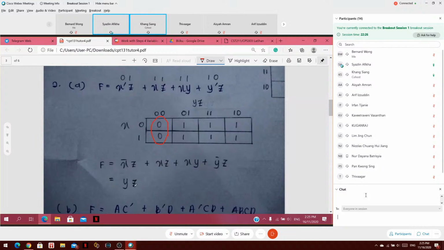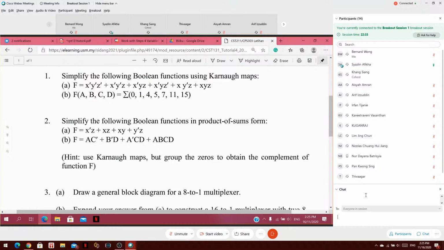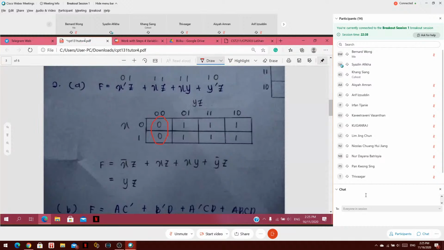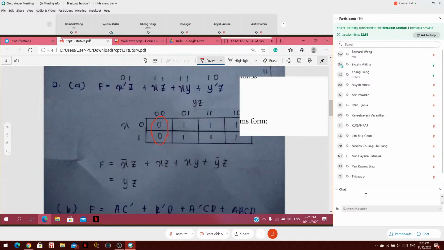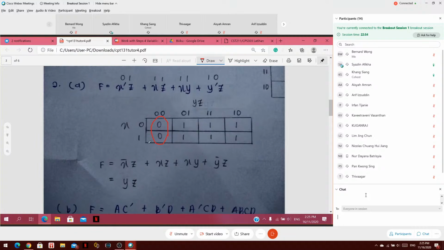Why do you group the 0? Because I use this hint. Okay, but the hint says to group the 0 to obtain the complement of function f. Do you understand what the complement of function f is? No. Okay, it means that it's not f. It's not f itself. Okay. Wait, hold on there.